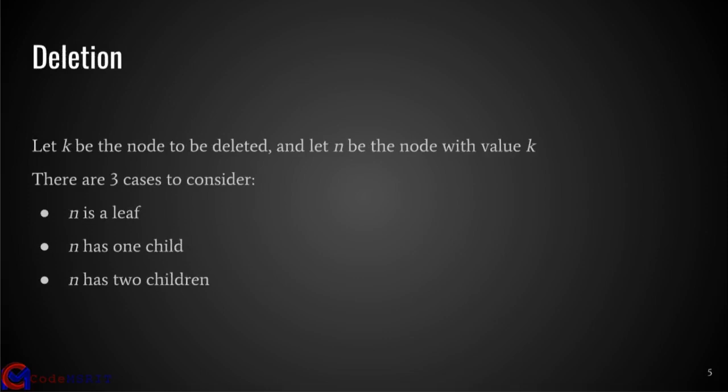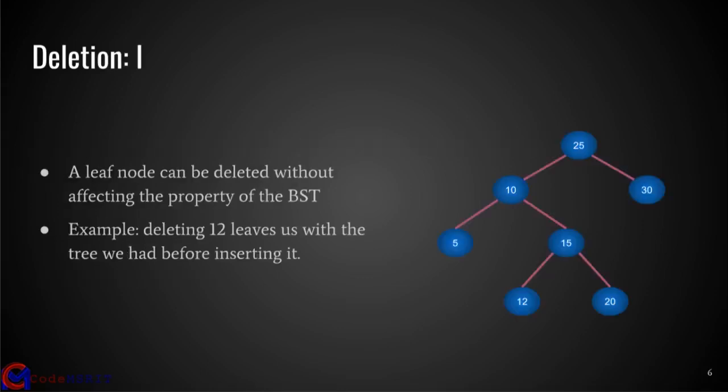Let us now consider removal of an element from a tree. We assume that the element being removed is present in the tree for obvious reasons. There are 3 cases to consider depending on the number of children that the node being deleted has. A leaf node can be deleted without affecting the property just like a new node was inserted as a leaf while retaining the properties of binary search tree.